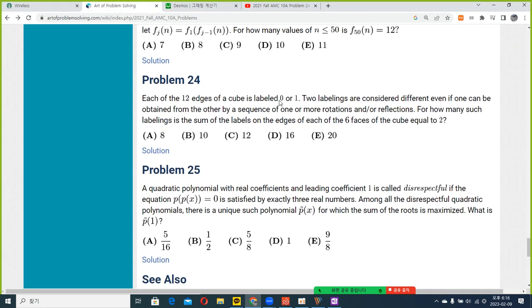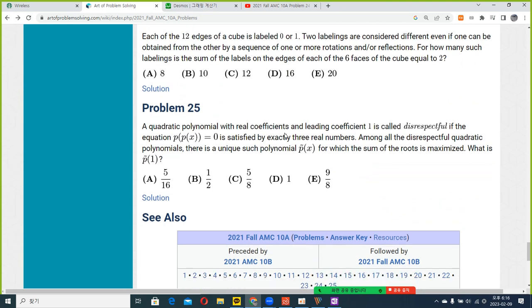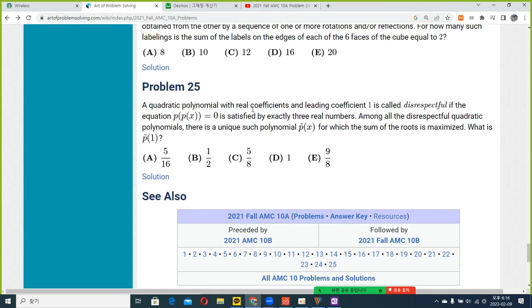Let's solve the last problem. I also made a video for this problem, so I'll briefly explain, and I'll also send you the link.